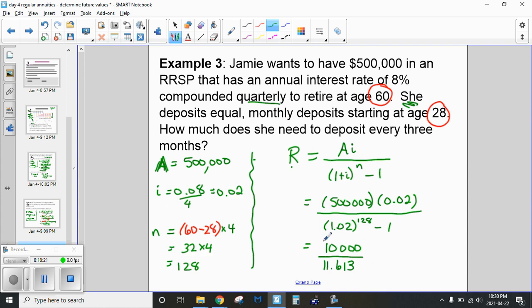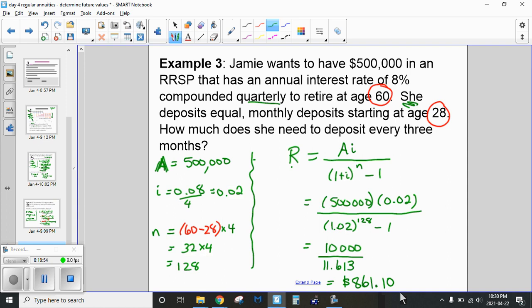And then we've got a division to do to get our final answer, and it comes out to be $861.10. So if Jamie wants to have 500,000 sitting in the bank when she retires, she needs to make these quarterly payments or deposits of $861 for that whole time. Okay, so every 3 months she's going to try to deposit that much money.